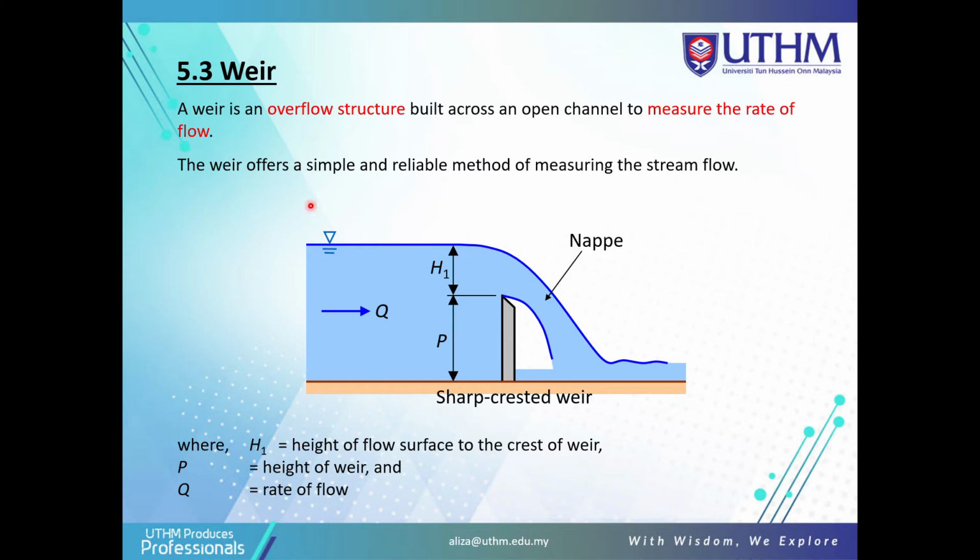And this is the weir. Maybe in your final exam you will be asked to define what is a weir, what is a spillway, and what are sluice gates. A weir is an overflow structure built across an open channel to measure the rate of flow. The weir offers a simple and reliable method of measuring stream flow. This is the nap, and this is the sharp crested weir, with H1, P the height of the weir, and Q the rate of flow.